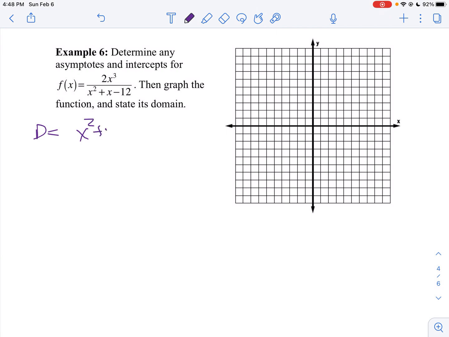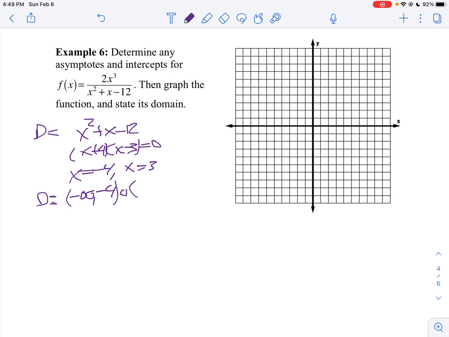So x squared plus x minus 12, well, that'll be x plus 4 and x minus 3, right? So I'm going to have a vertical asymptote at -4 and a vertical asymptote at +3. So my domain is going to go from -infinity to -4, and then from -4 to +3, and then from 3 to infinity. So we answered our domain question right away.